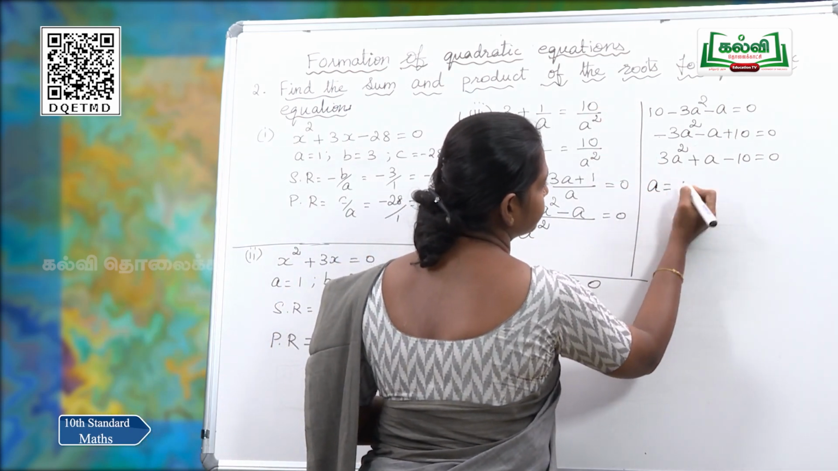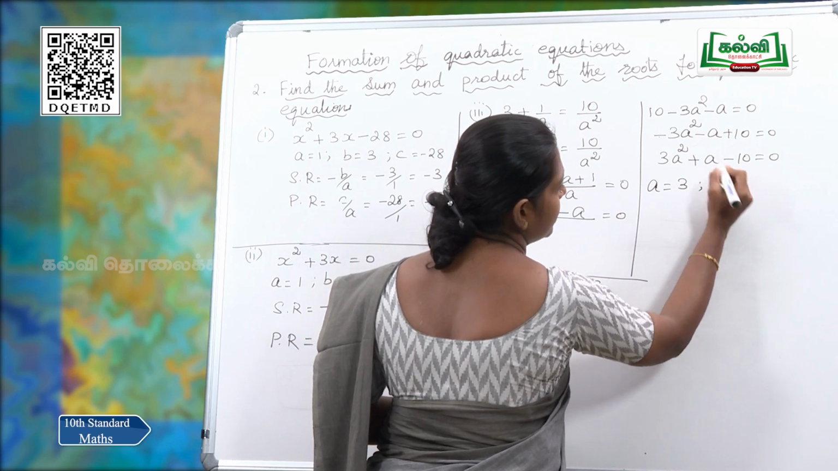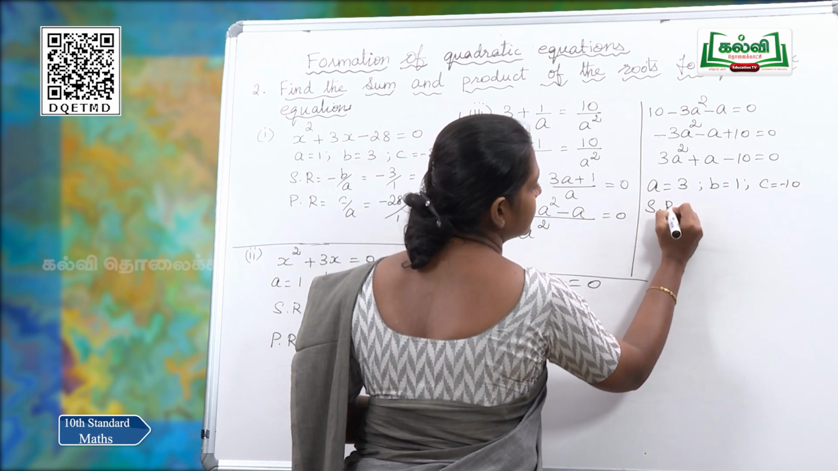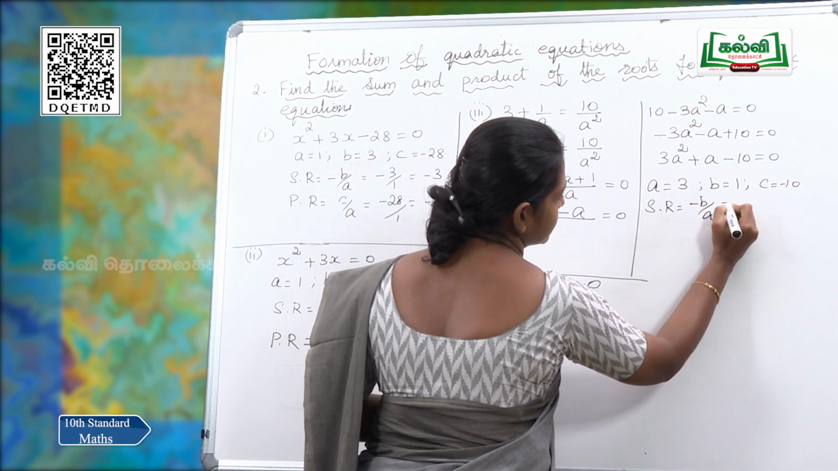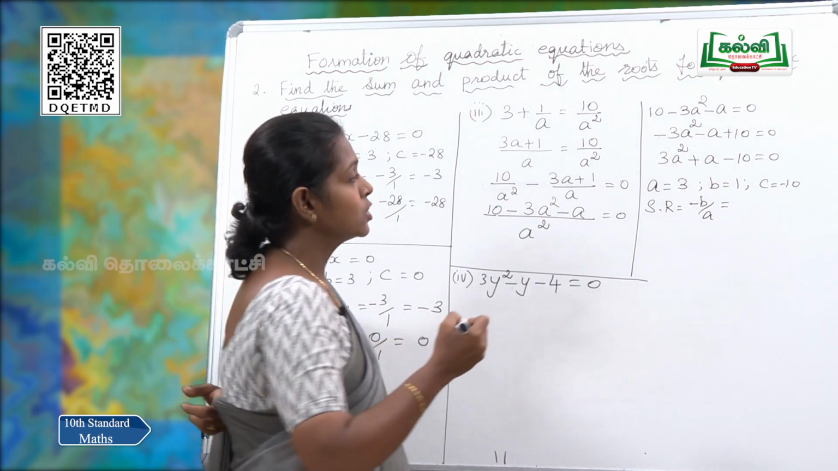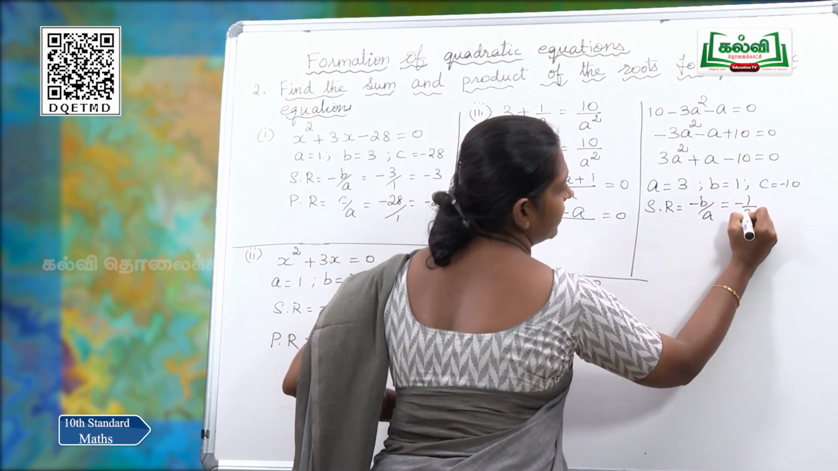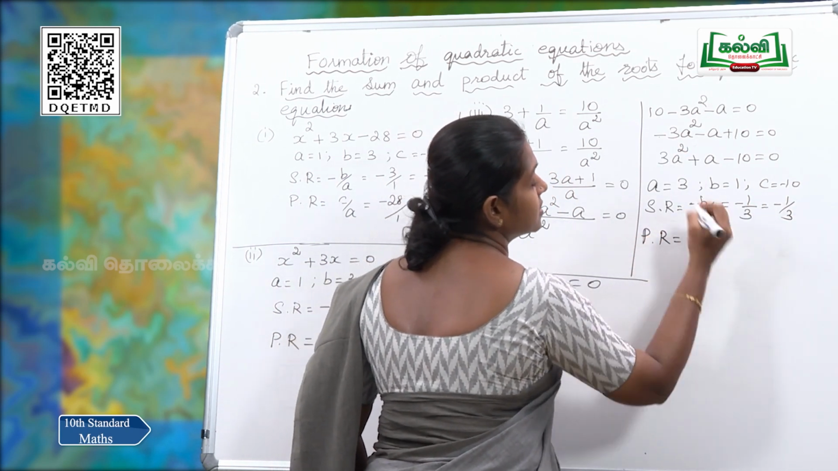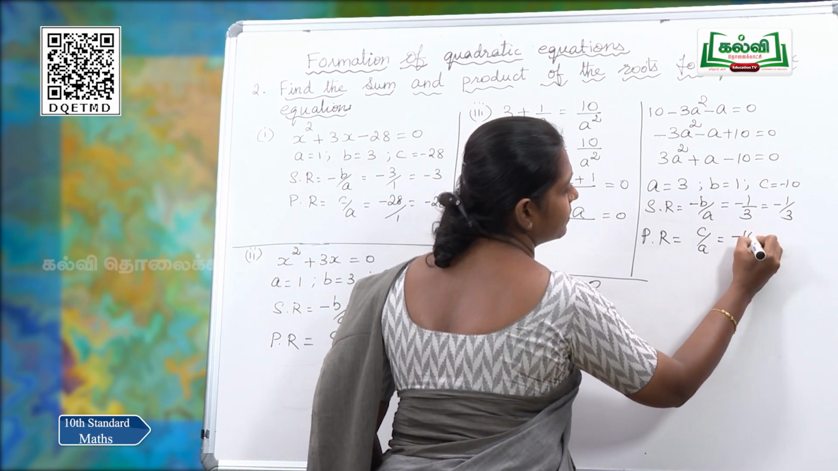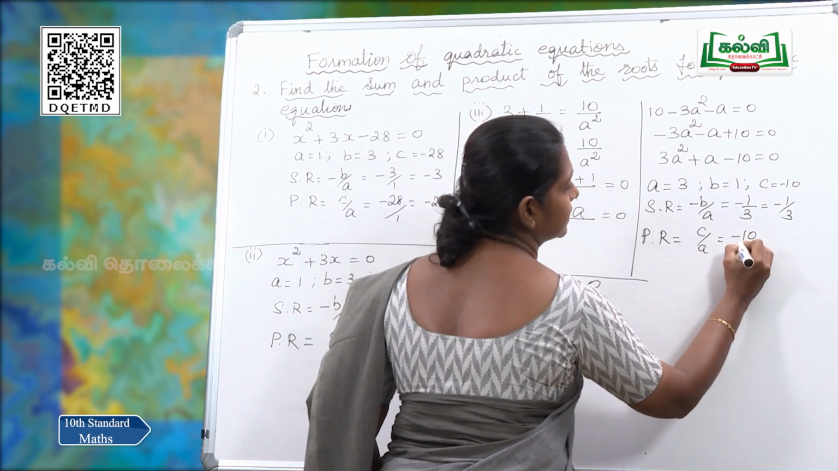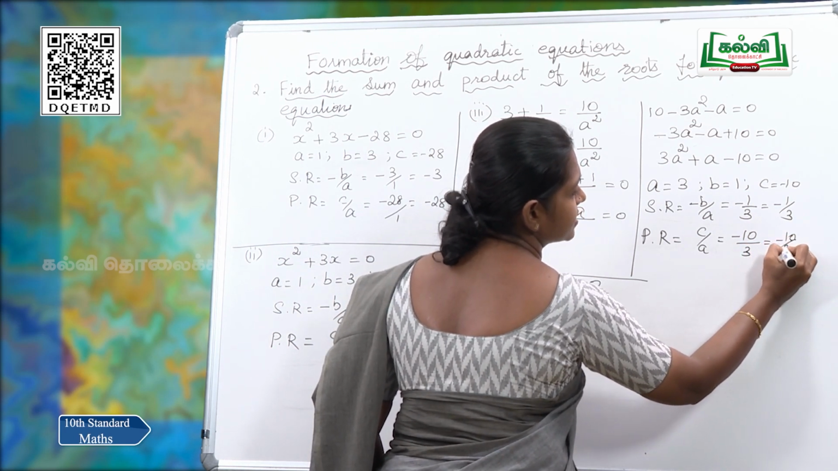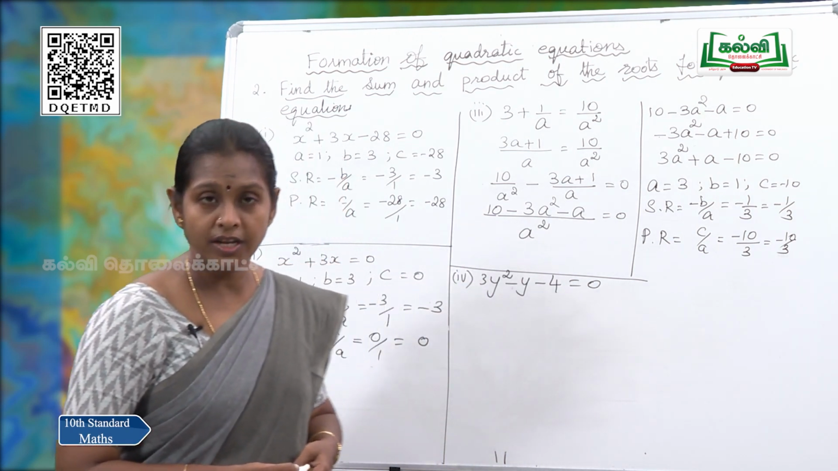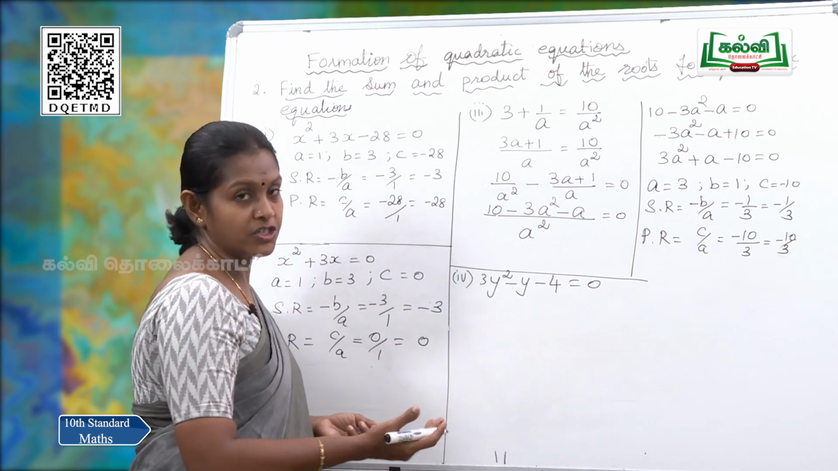Now, what is A here? 3. In the place of B, 1, and C is minus 10. Then it is very easy. Sum of the roots is, yes, minus B by A. So what is B here? 1. So minus 1 by 3. Product of the roots is C by A, that means minus 10 by 3. So this is the way you have to solve this question. Shall we go to the next one? Yes, it is a simple question.